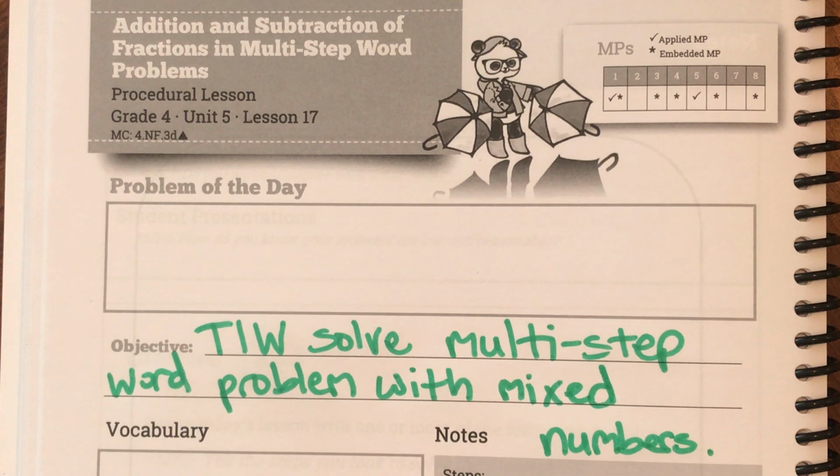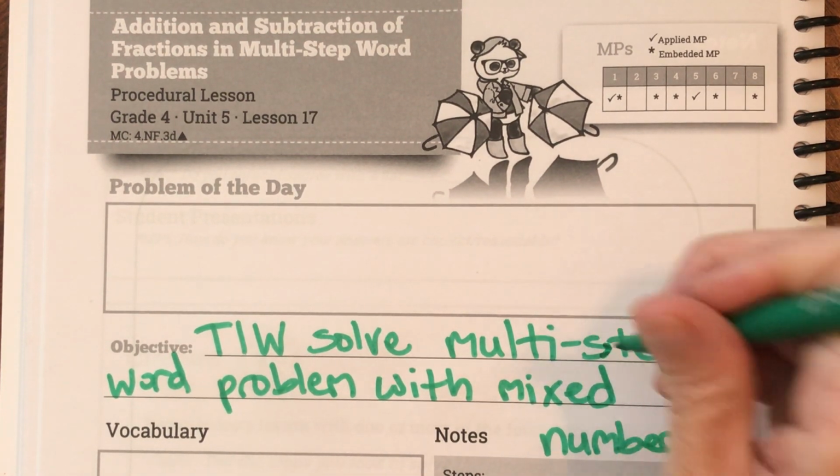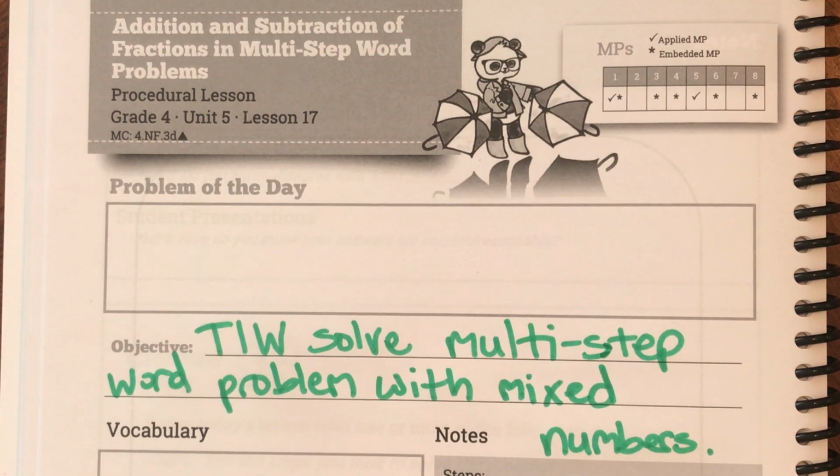Okay, so in our last video, we solved problems with mixed numbers. Today we're going to have multi-step word problems with mixed numbers. So multi-step means that you might have to do more than one step. Multi means more than one step.